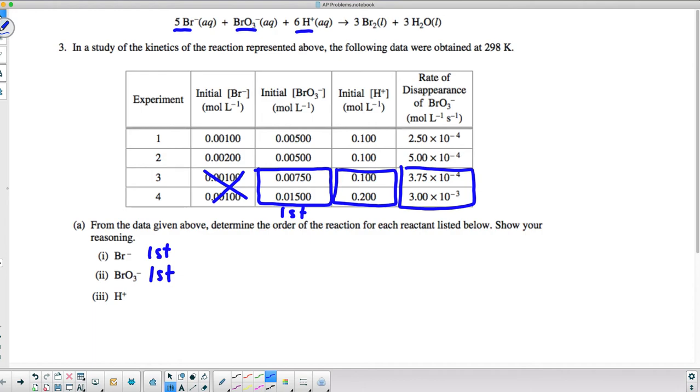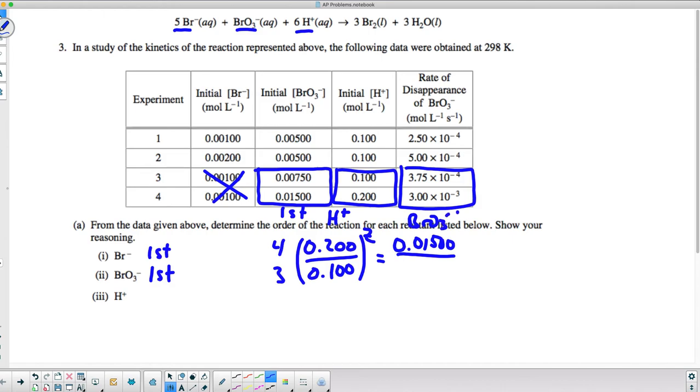So what I do then is I take my experiment 4 divided by experiment 3. That means 0.200, this is for hydrogen, divided by 0.100. This is some exponent, this is the one we're looking for, but that also equals 0.01500 over, now this one right here is for bromate, 0.0075. Okay, I automatically know this is going to be 2. This one here is going to be 2 to the z.